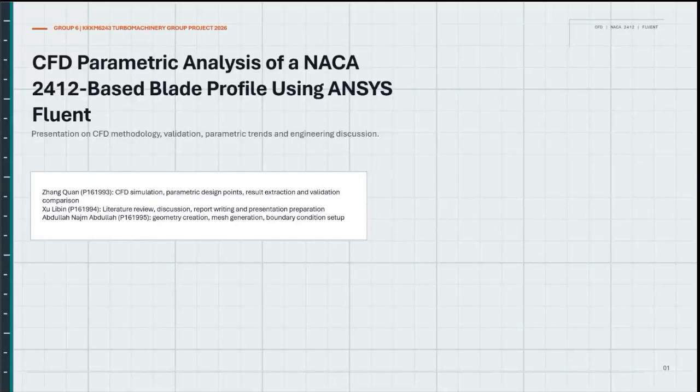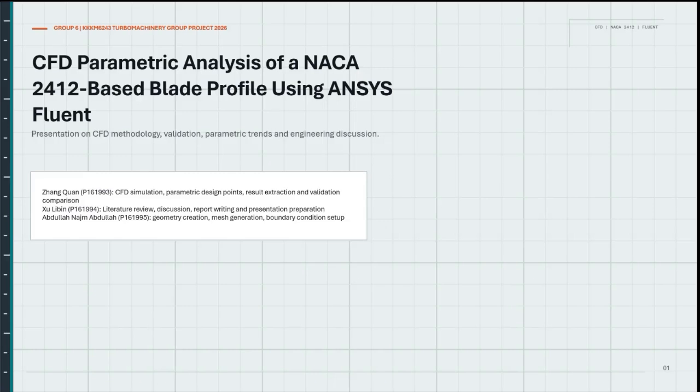We are Group 6, and our project is titled CFD Parametric Analysis of an NACA2412-based blade profile using Ansys Fluent. This project focuses on using CFD simulation to study the aerodynamic behavior of an NACA2412 airfoil, which is used as a simplified blade profile. In the study, we analyze pressure distribution, velocity field, turbulent kinetic energy, lift, drag, and aerodynamic coefficients. We also compare our CFD results with published literature to check whether the flow behavior is reasonable.